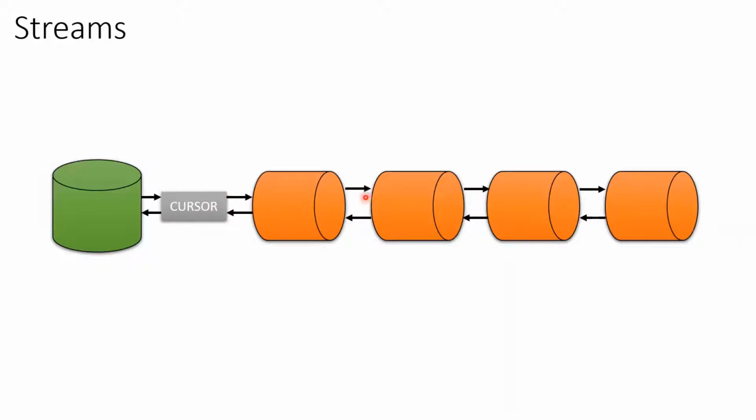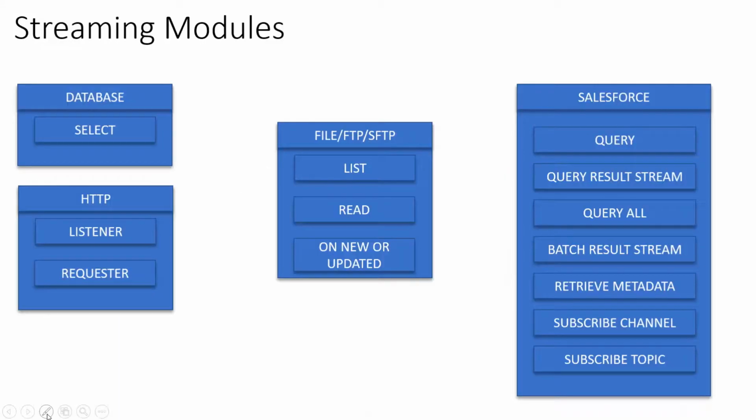So this is how the chaining of stream works in practical scenarios. The data is coming as and when required, rather than loading the whole thing at once and overwhelming the heap memory. So these are the basics of streams. Here are a few modules that support streaming. For example, the database has select operation, HTTP, file, FTP, SFTP, and Salesforce. So you can leverage streaming when using operations from these modules.